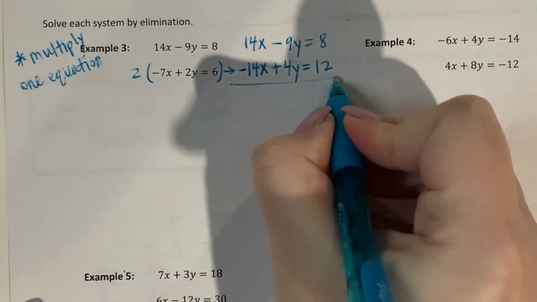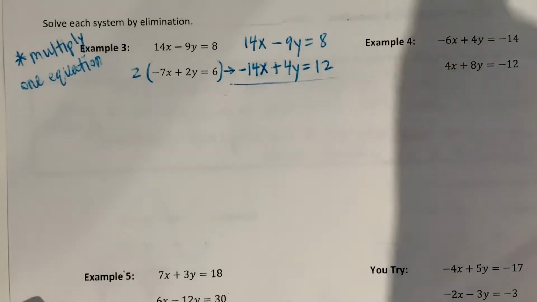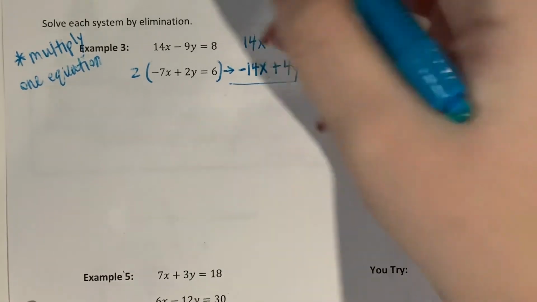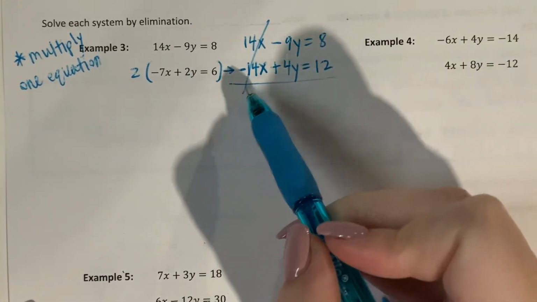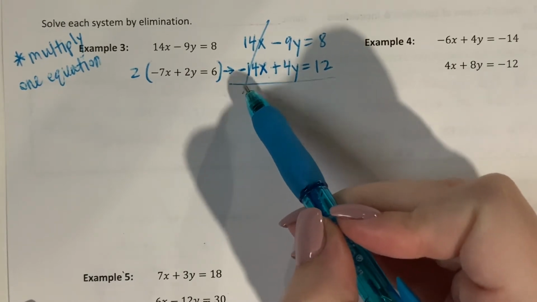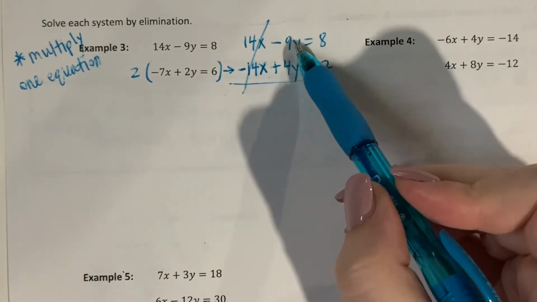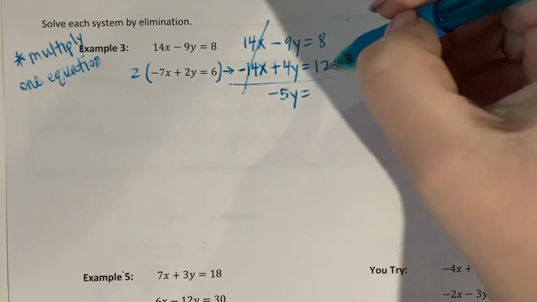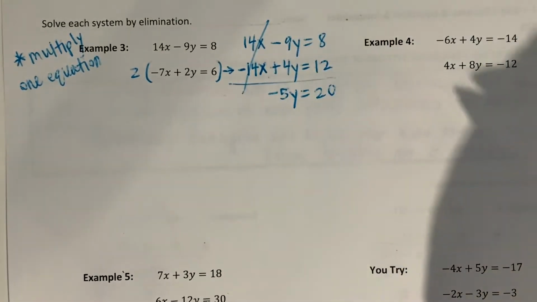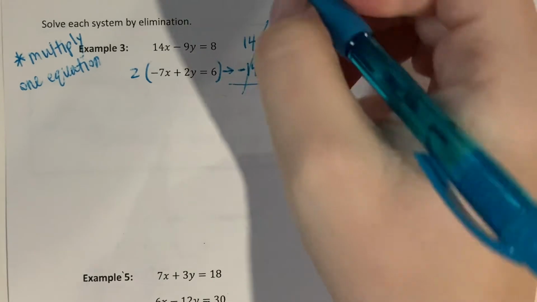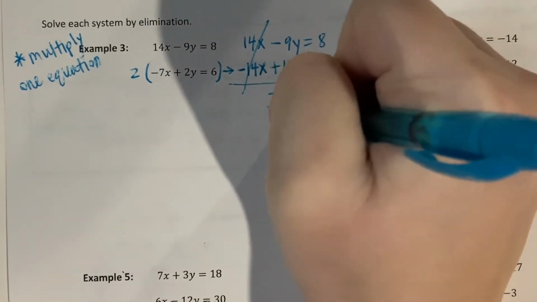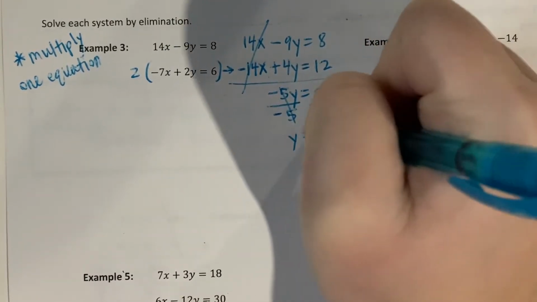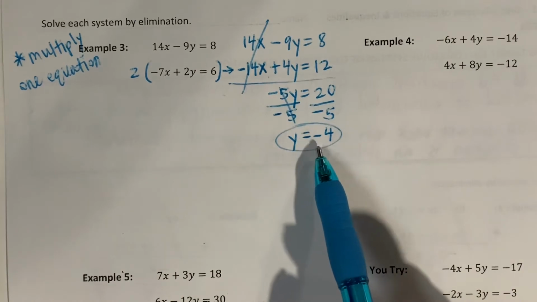And now I've got one big addition problem. So again, now I can add vertically. So 14x plus a -14x, or 14x minus 14x, good, it cancels. That was our whole idea here with elimination, is we wanted one of our variables to get eliminated. -9 plus 4y gives me -5y. 8 plus 12 gives me 20. So now I'm trying to solve for y. -5 times y can be undone by dividing by -5 on both sides. And I get that y equals -4. So here's half of my solution.